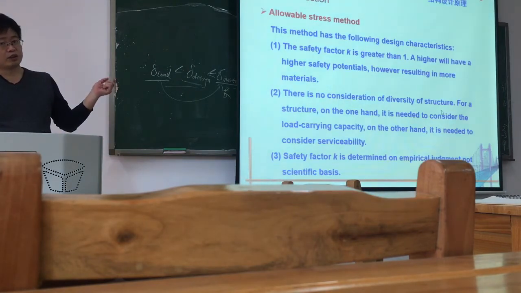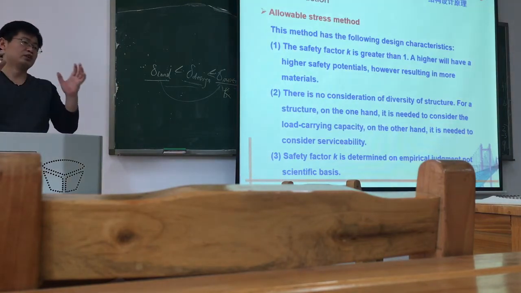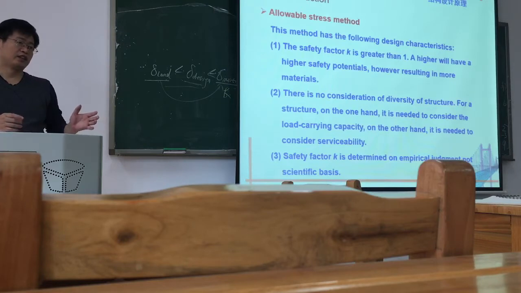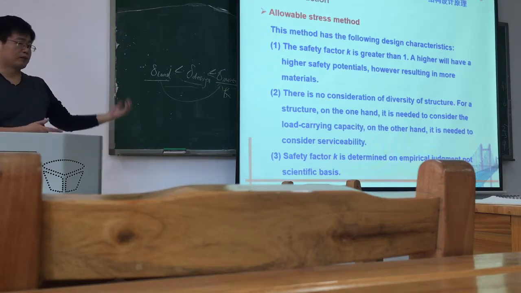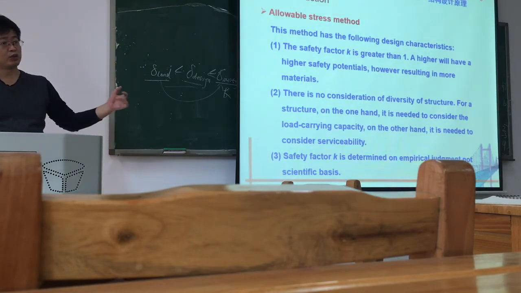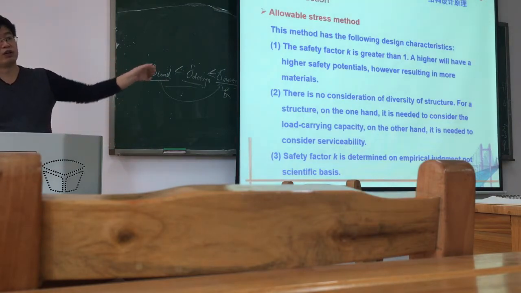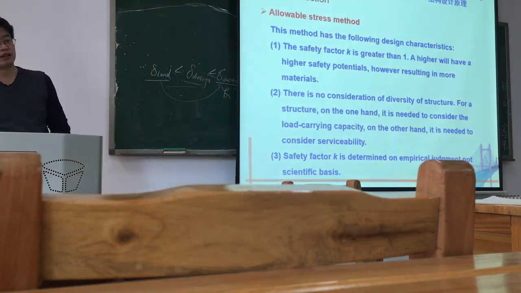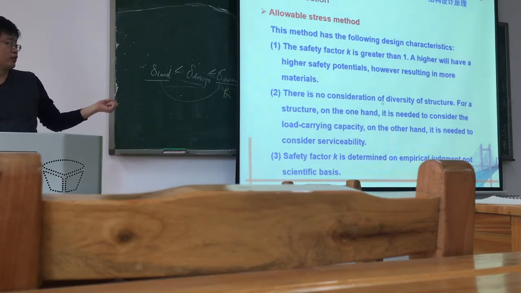Actually, in real design, you should consider different components. You use different methods to design the beam, the column, the pile or the abutment, of course. The force and the stress level are different. You cannot use just one formula to design all the components, all the structures. So this method is easy, but there is no consideration of the diversity of the structure.